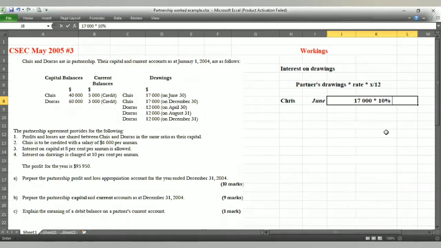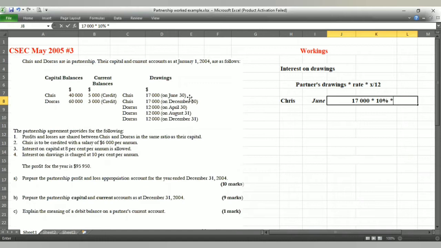And of course, because we're given the period in which it was taken, the timing, we're going to do our calculation to determine how many months. It said June 30th. Because it's at the end of the month, you're not going to include this month in your calculation in determining how many months. So we'll start from July.